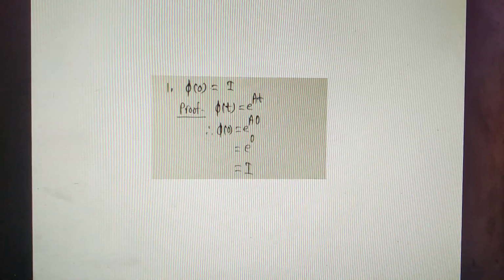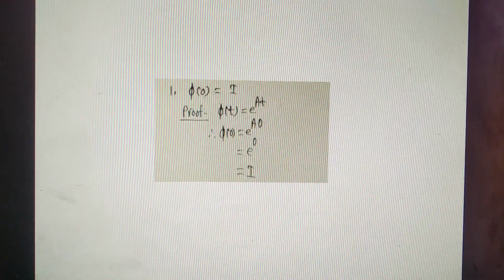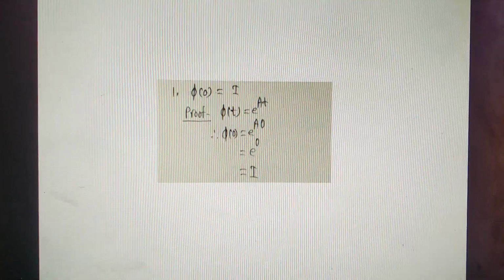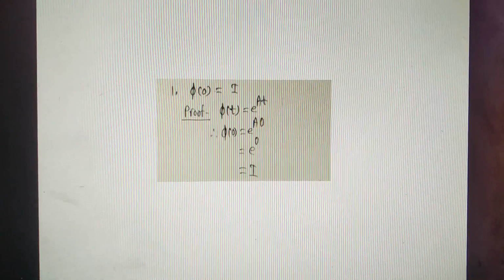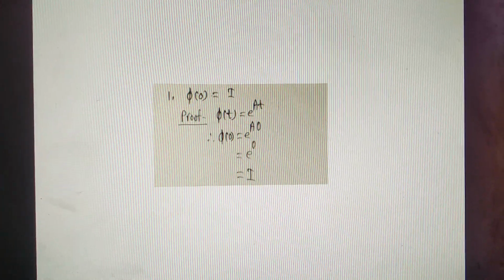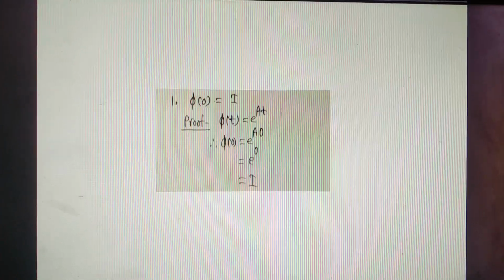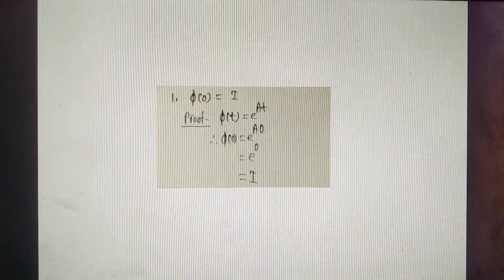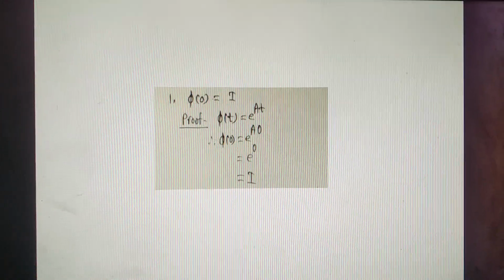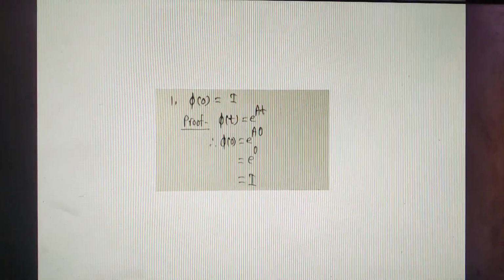Now, the first property is phi of 0 is equal to I. The value of t here is to be substituted as 0. So phi of 0 will become e raised to a0. Anything multiplied by 0 is 0, so it is equal to e raised to 0. Anything raised to 0, answer is 1. But now we know that as it is a state transition matrix, the number 1 in case of matrix represents identity matrix. Therefore, phi of 0 is equal to I, that is identity matrix. So remember the very first property, phi of 0 is equal to I.